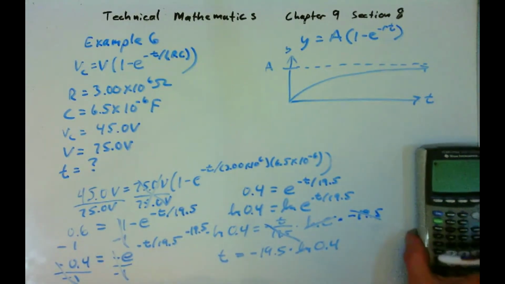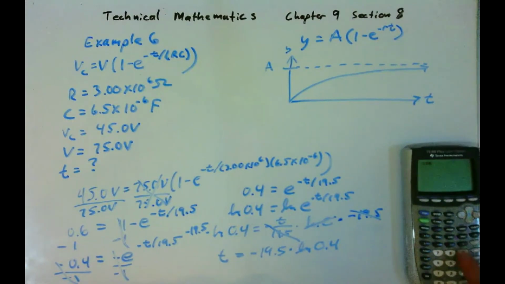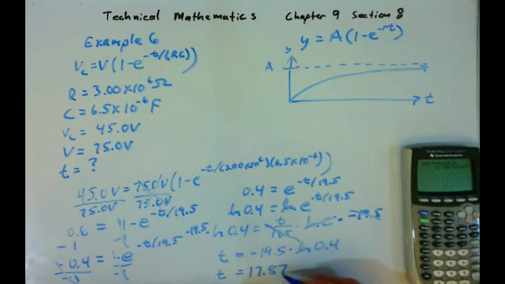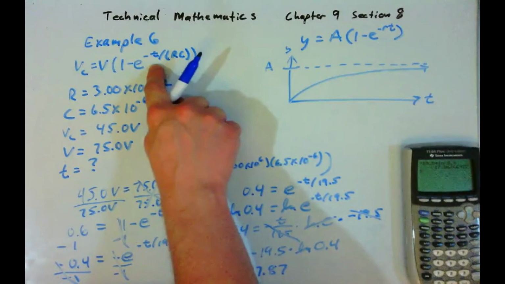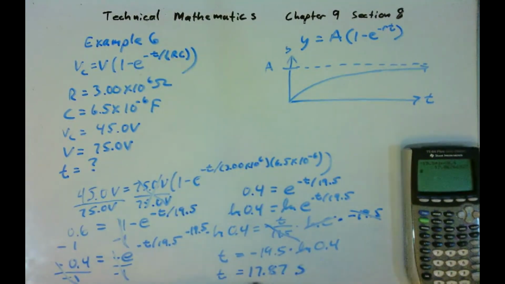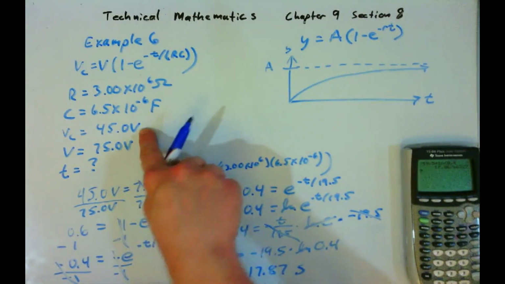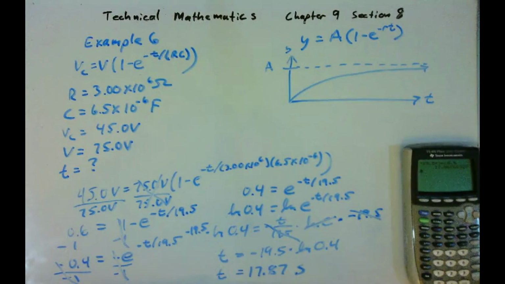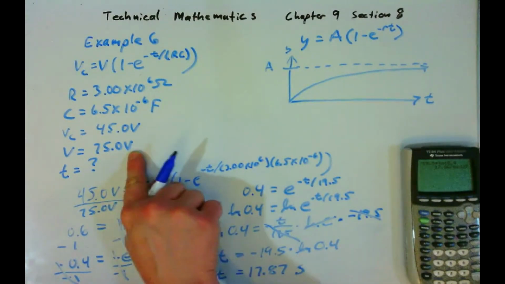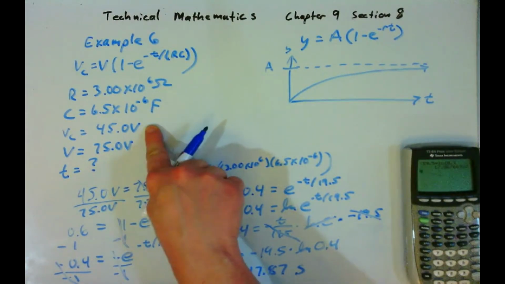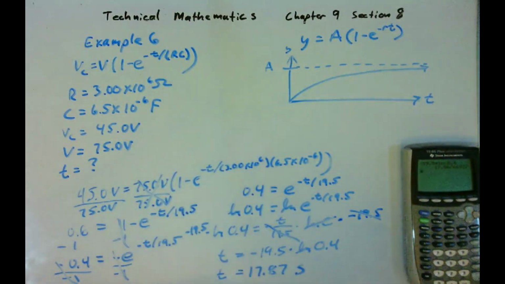So now we can type this into our calculator and get an answer. Negative 19.5 times the natural logarithm of 0.4, and we get 17.87. T is 17.87. In this formula, T represents the time in seconds, and so this will be seconds. It takes 17.87 seconds for the voltage to rise, or I should say fall, actually, from 75 volts to 45 volts. Again, this is a DC circuits type of problem.